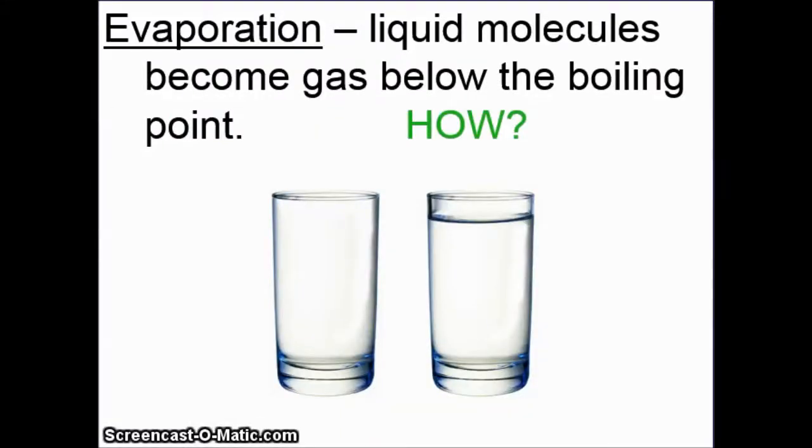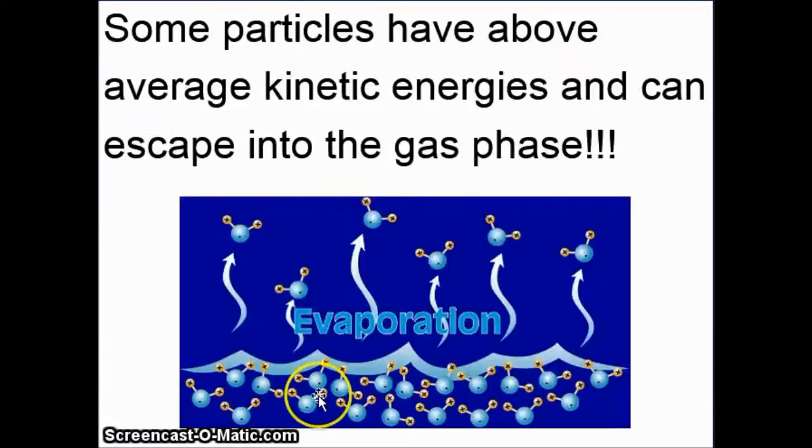So evaporation is when liquid molecules become gas below the boiling point. How is that possible? If we look here, some particles have above average kinetic energies and can escape into the gas phase. So we have these here at the surface, and these molecules leaving the surface are the evaporation, because they have an above average kinetic energy, allowing them to escape into this gas phase.